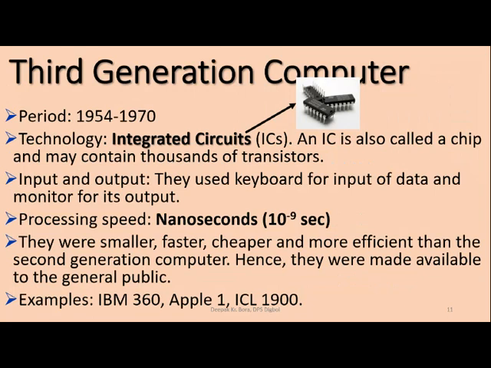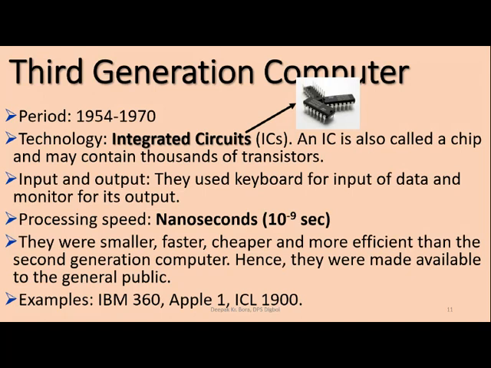Third generation computer. Third generation computer evolved after the invention of integrated circuits. Period was 1964 till 1970. Main technology used was integrated circuits. An IC is also called a chip and may contain thousands of transistors. Since an IC contains thousands of transistors, the size of the third generation computer becomes smaller than that of the second generation computer.